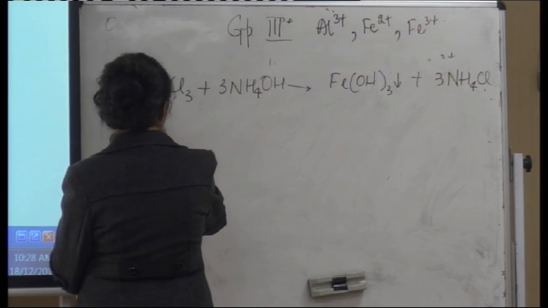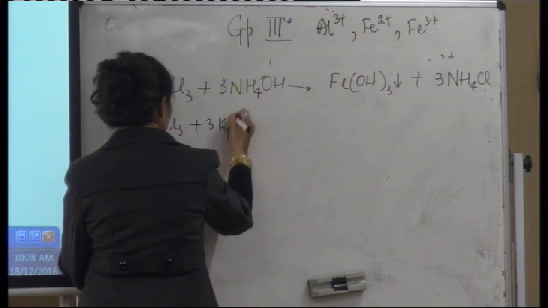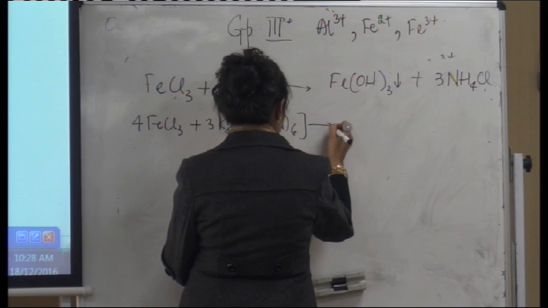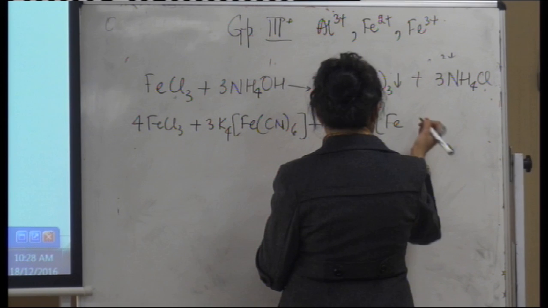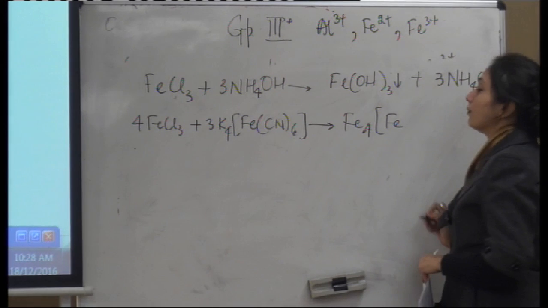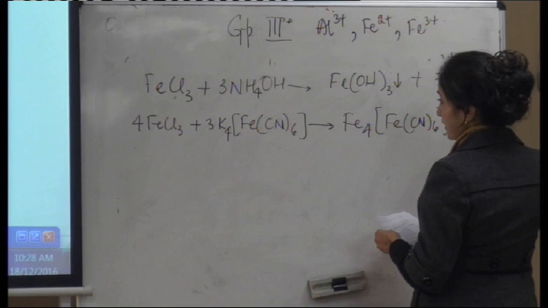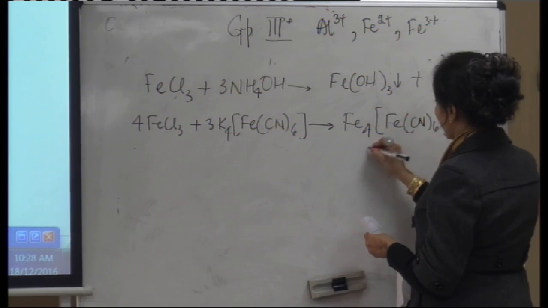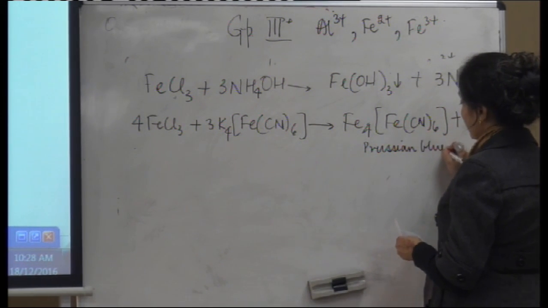Confirmatory would be like you take your FeCl3 and add potassium ferrocyanide to it. It is one of the favorite confirmatory reagents. So you will get ferric ferrocyanide, Fe4[Fe(CN)6]3, plus KCl. And ferric ferrocyanide will be Prussian blue in color.